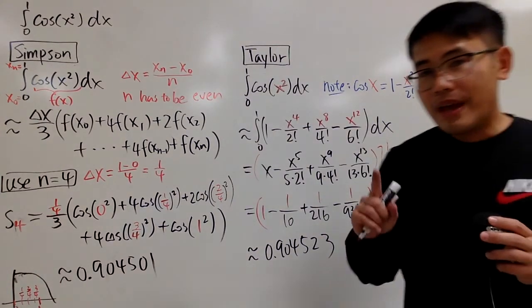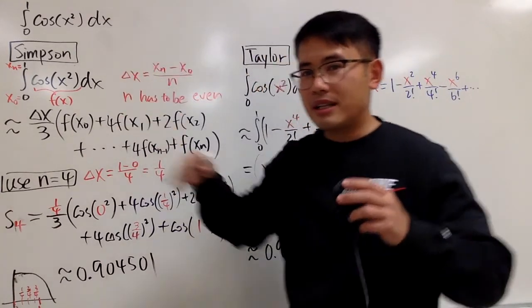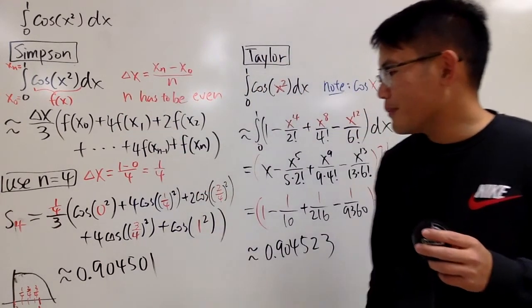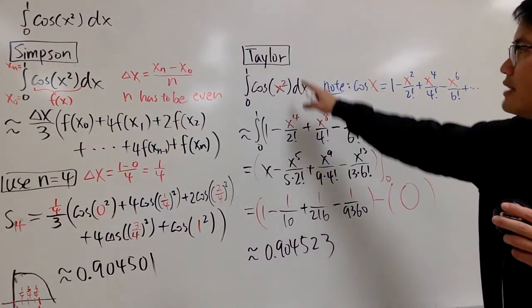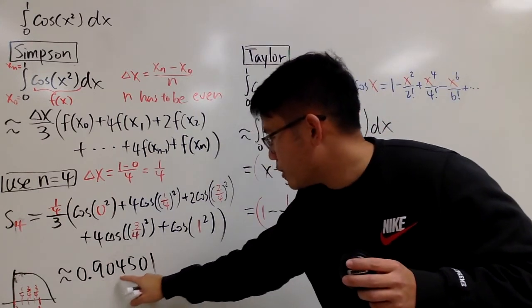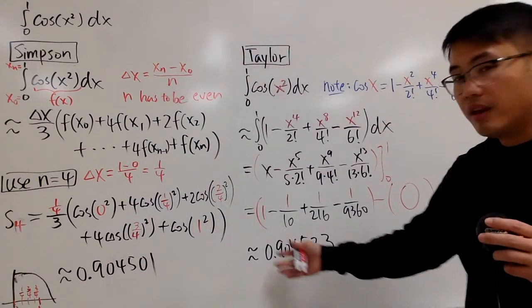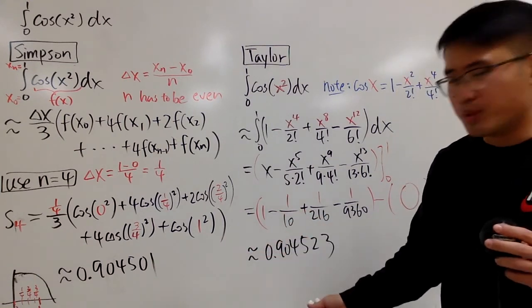Well, at the moment, I'm not telling you guys what the answer is by using like advanced calculators or computer. This is the answer that we got from Simpson's, and this right here is the answer that we got from Taylor. And as you can see, 9045, 9045, it's pretty close to each other, right? So they agree to a certain degree.